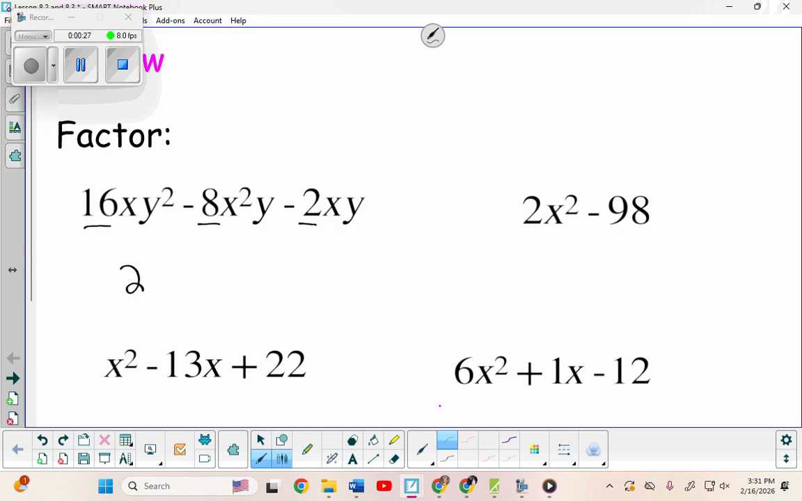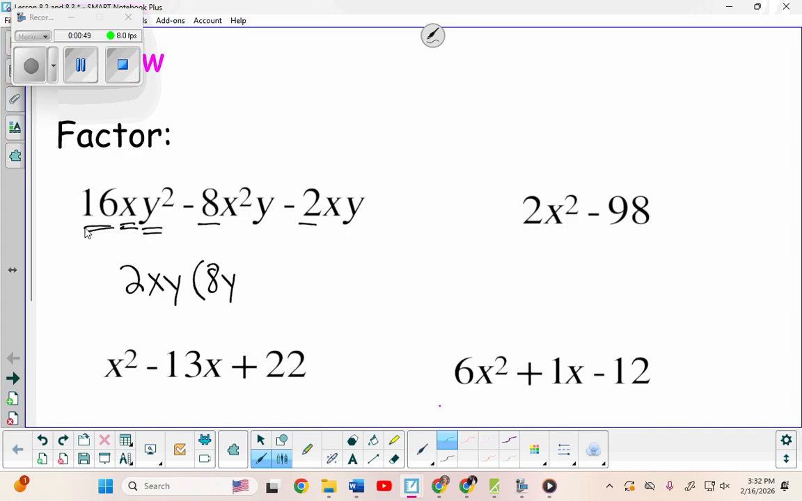And then we want to look at the x's. We can take an x out of every term, and we can take one y out of every term. So we're going to divide the numbers. 16 divided by 2 is 8, and if we take out the x, there won't be any x's left, and if we take out a y, we'd have one y left.